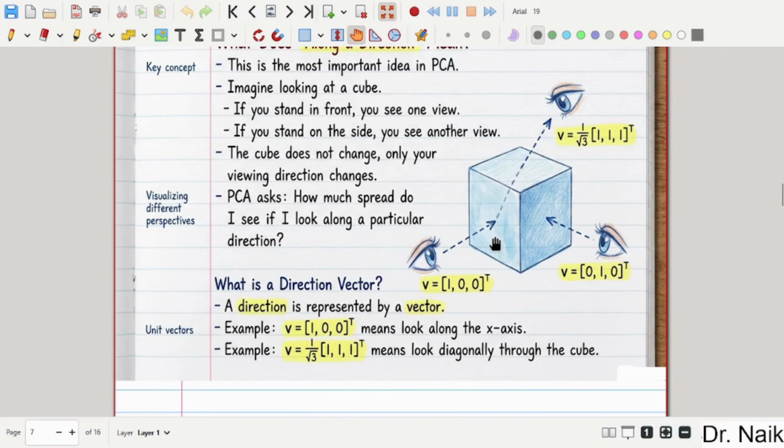What is a direction vector? A direction is represented by a vector. Example, v is the transpose of vector (1, 0, 0), which means look along the x-axis. Example, v is 1 over square root of 3 multiplied by the transpose of vector (1, 1, 1), which means look diagonally through the cube.